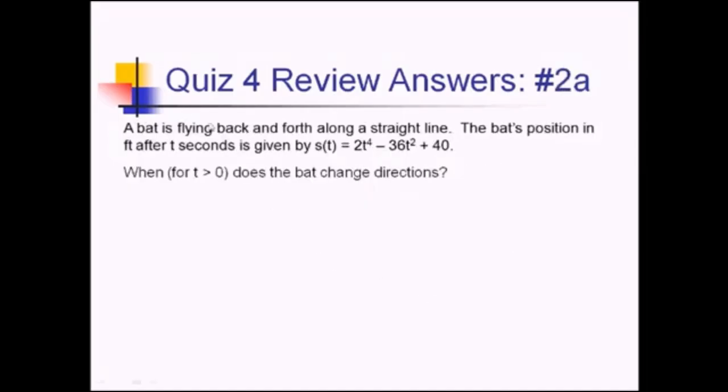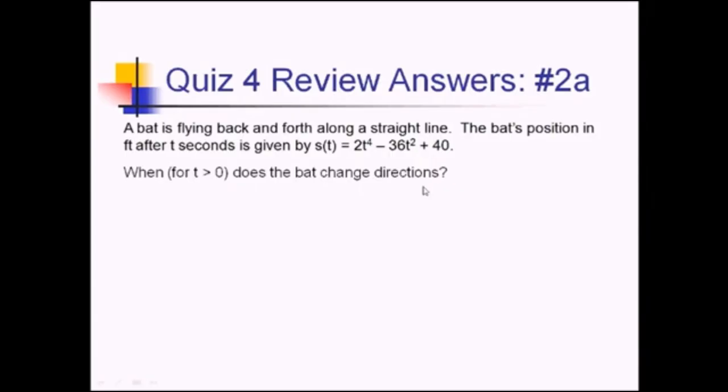For this problem, we have a bat flying back and forth along a straight line with a position given by this crazy formula, and this gives us feet as output, and the input is going to be seconds. So we want to know when, for t greater than 0, does the bat change directions.